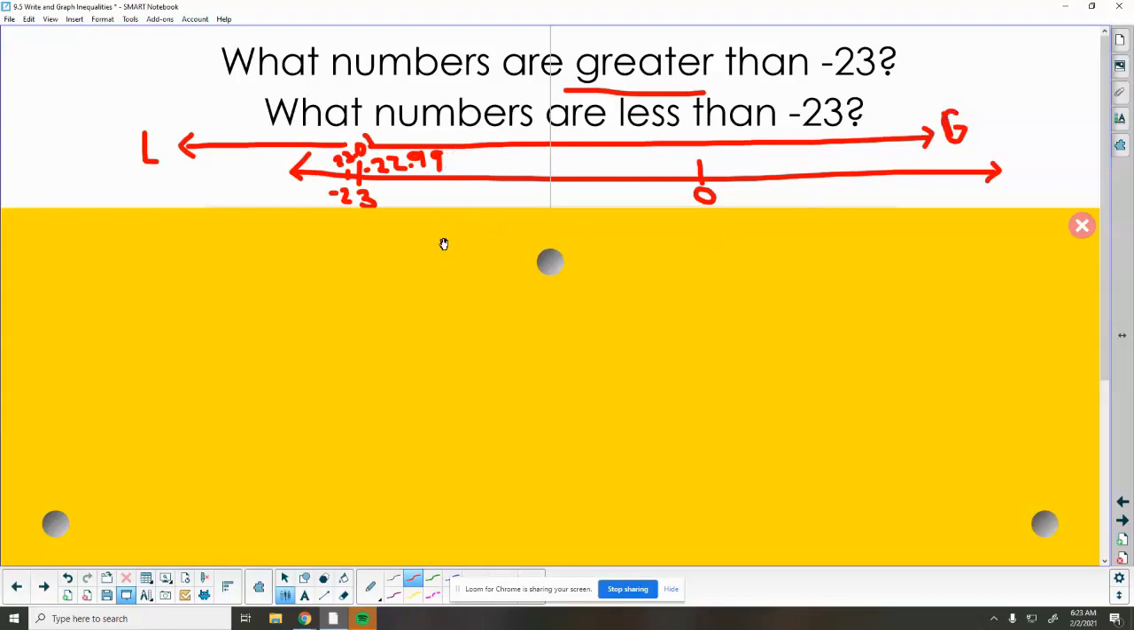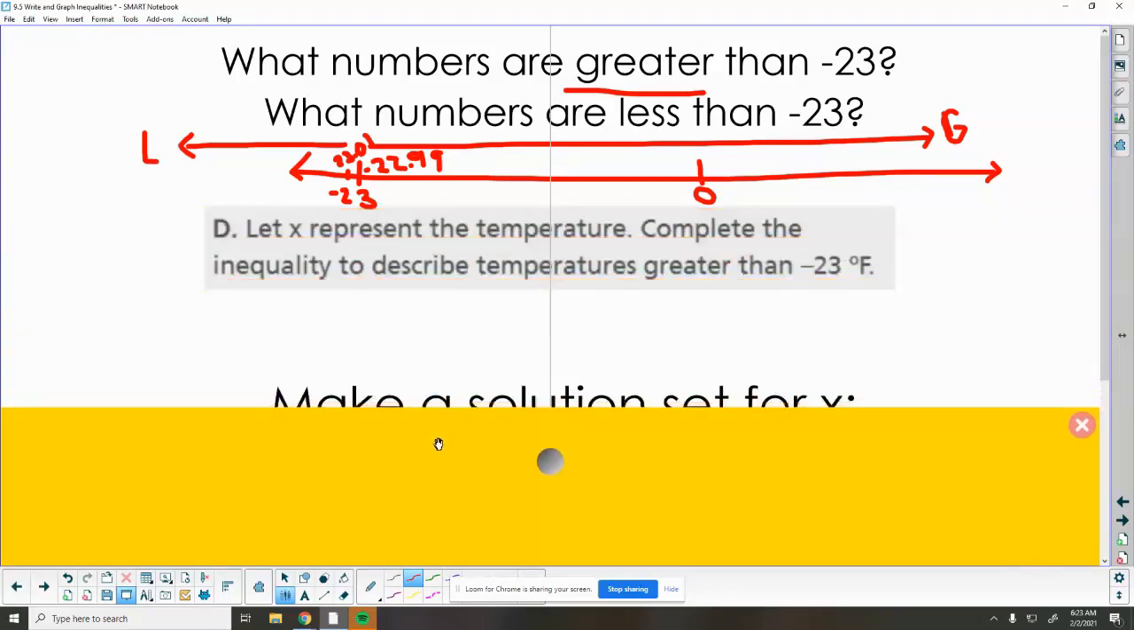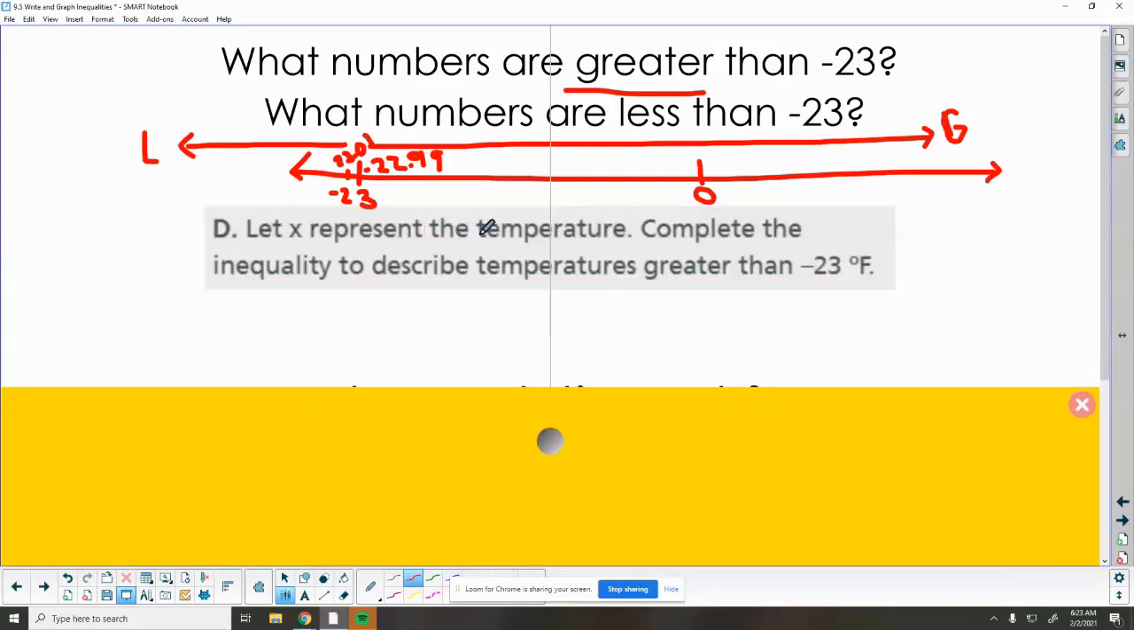Understanding this is going to help us make solution sets to help us with our math today. So we are going to have X represent the temperature. And so any temperature, we're not sure yet. And we want to complete an inequality. So remember, an inequality is just not equal. It's going to compare them. So not equal, so no equal sign, but it has some sort of symbol to compare their relationship. So we want to describe something greater than negative 23 degrees. So I want X to be greater than negative 23.